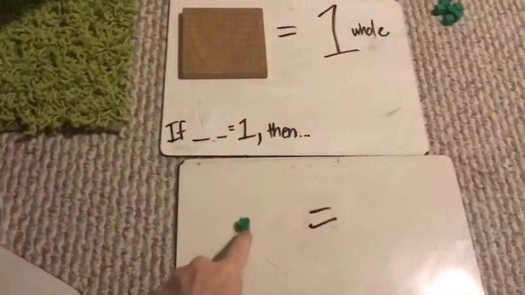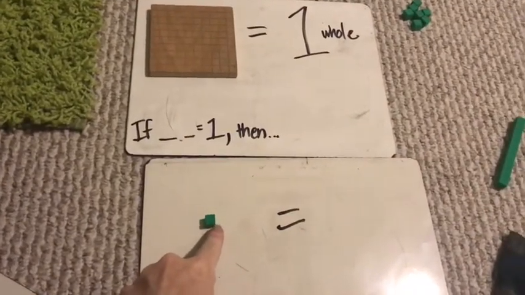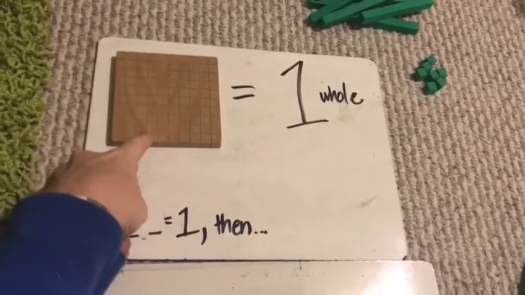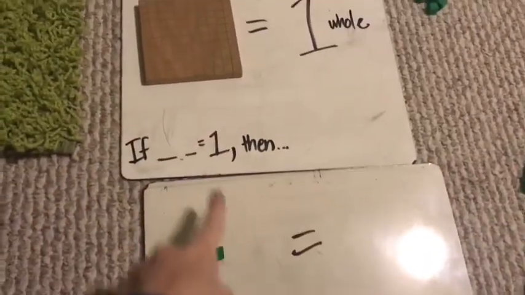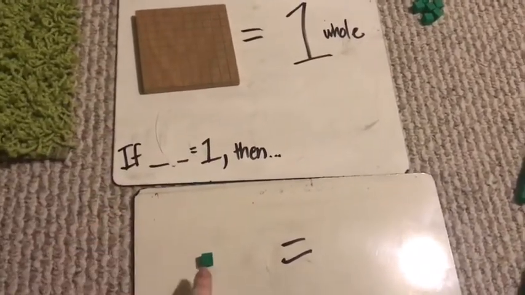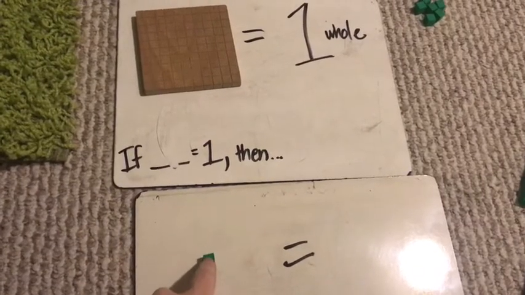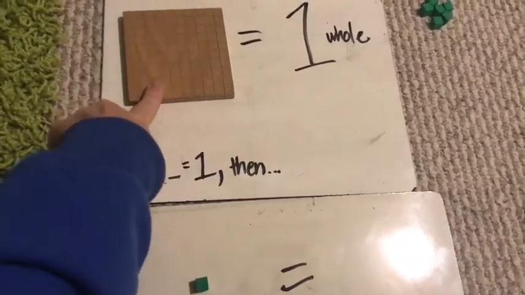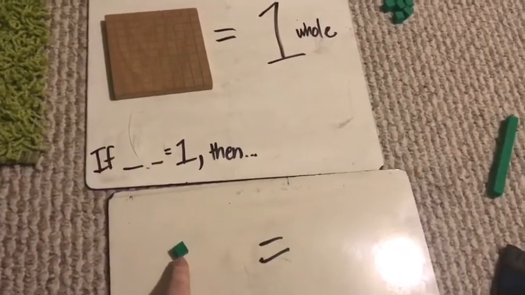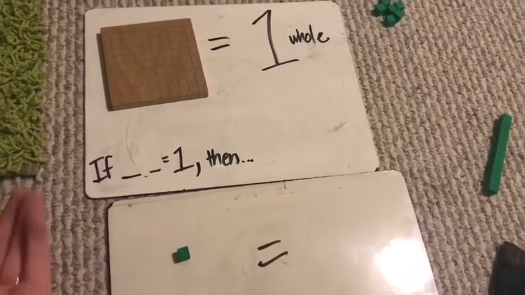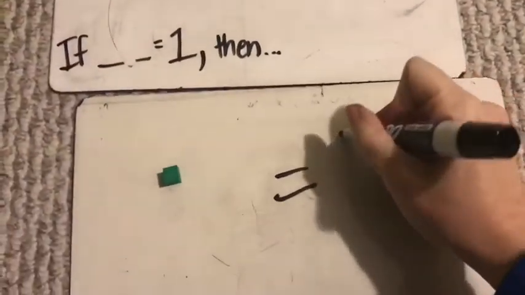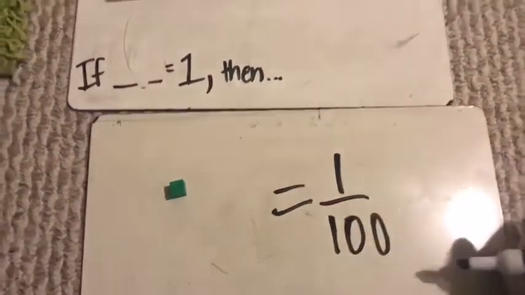can this be 100? It can't, because 100 of this would mean I would need 100 flats, right? This is smaller than 1 whole. I need to think about the relationship between these pieces here. How many of this size piece fits into this flat? Remember, we already know it's 100, right? But this is smaller. It's 1 piece out of 100 pieces that make 1 whole. 1 out of 100. If I write that as a fraction, that's 1 out of 100.